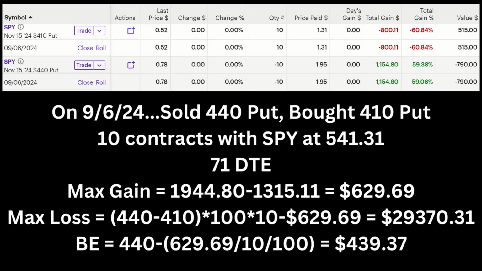Now, one comment I would make about my own trade is I was pretty passive with my strike selection here. So I'm selling a 440 put. It represents about an 18% drop in the S&P 500 from that 541.31 price that it was at on 9/6. So pretty passive. I certainly could have got more aggressive. I'm risking almost $30,000 to make $629. So you could certainly sharpen up your strike prices and bring them closer to the money and be a little bit more aggressive than what you see in this particular trade.